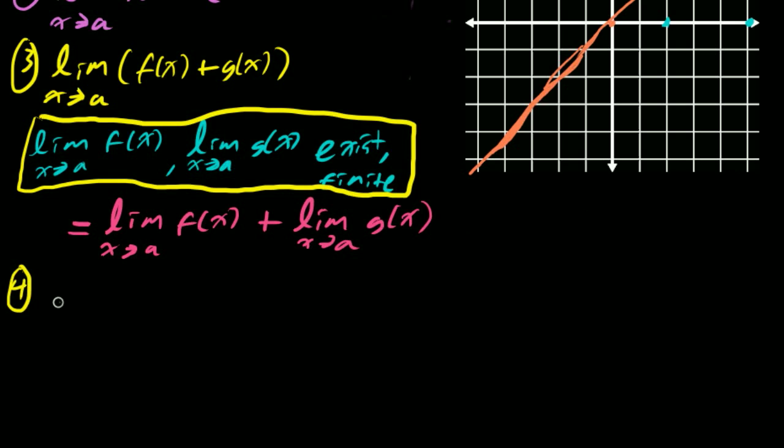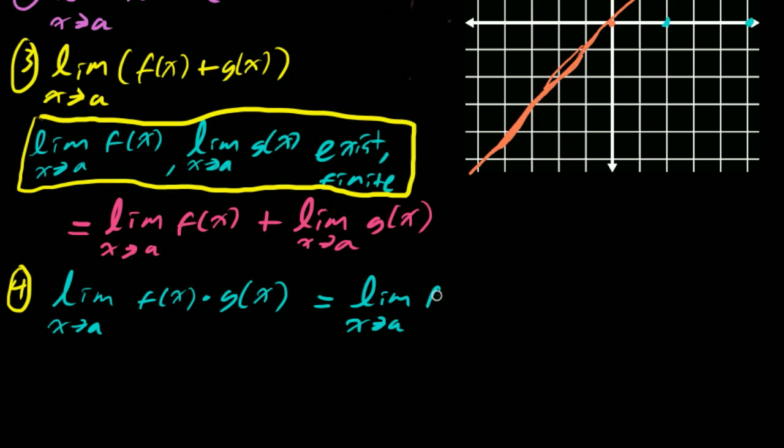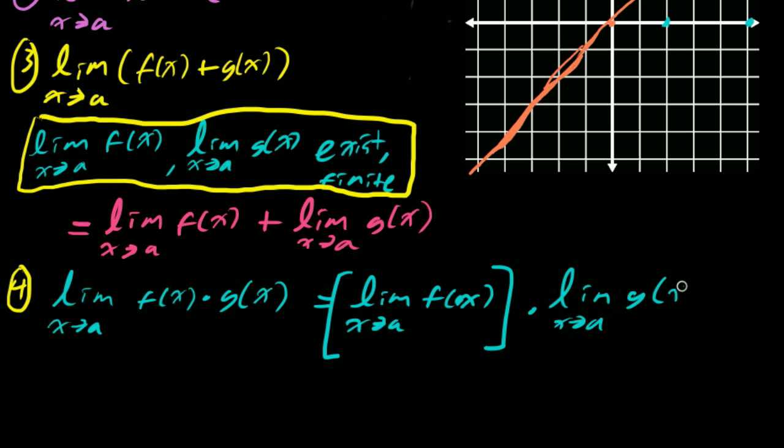So now let's say that instead of the sum, we took the limit as x approaches a of f of x times g of x, the product of these two functions. Then that's going to be equal to the limit as x approaches a of f of x times the limit as x approaches a of g of x.